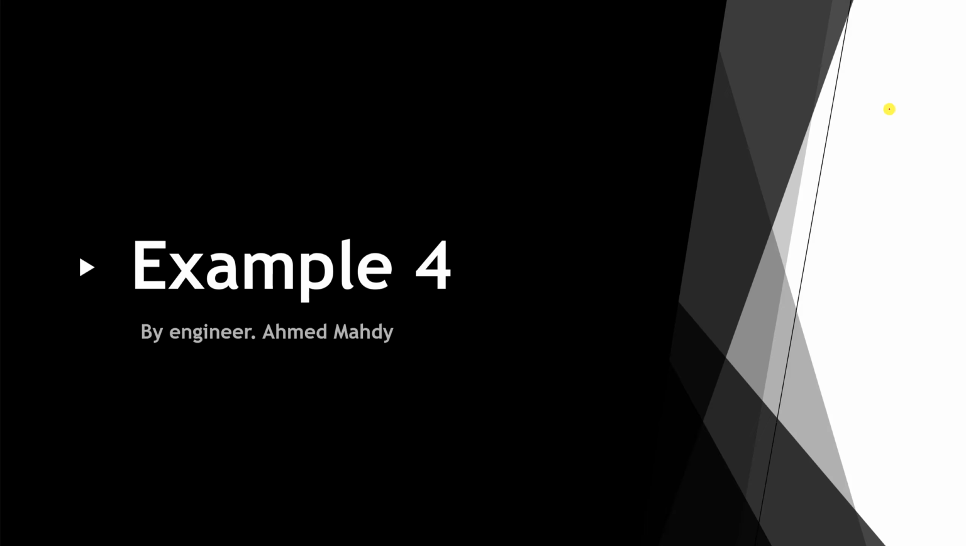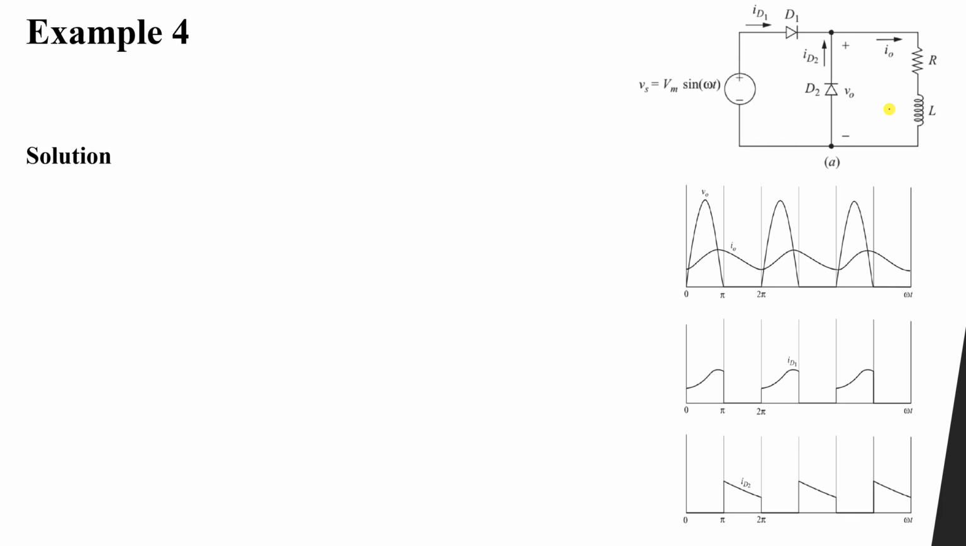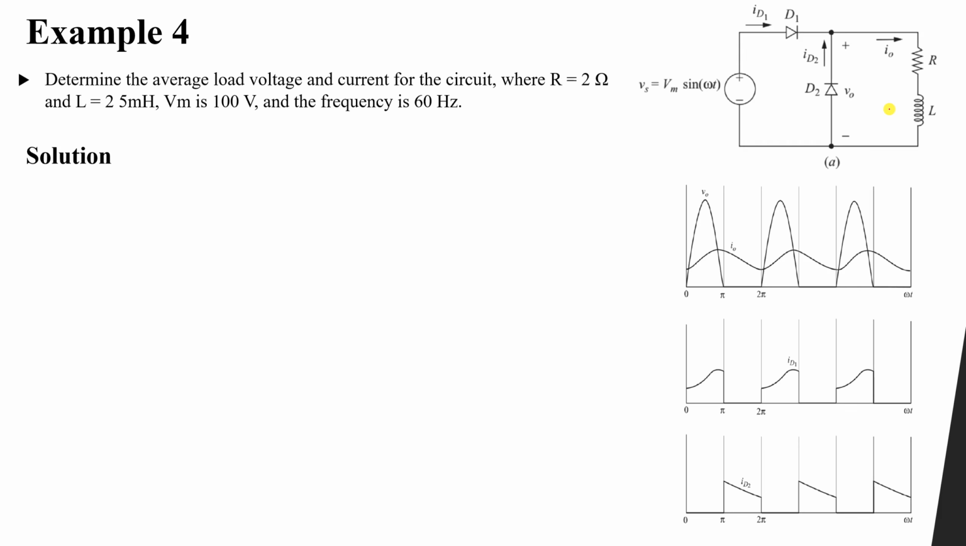Now let's have example number 4, which will help us to understand the freewheeling diode. Okay, very easy example here. We would like to determine the average load voltage and the current for this circuit, in which we have the resistance 2 ohms, inductance 25 millihenry.